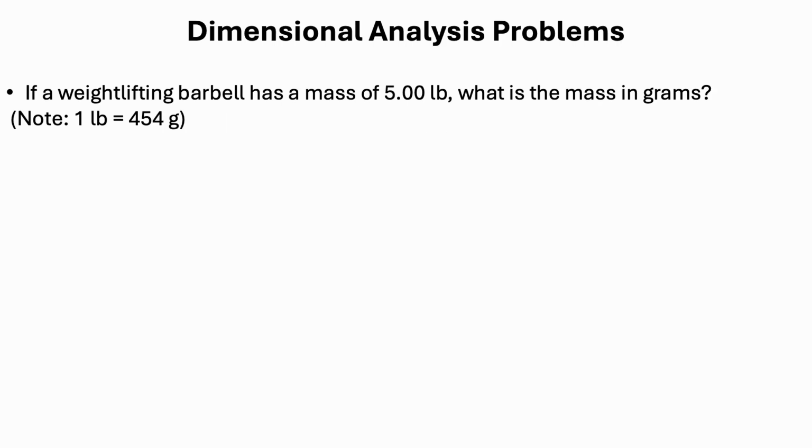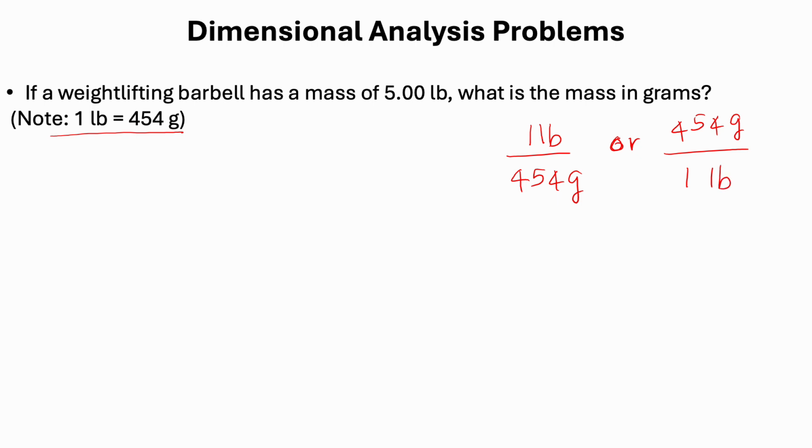Let's look at a problem. If a weightlifting barbell has a mass of 5 pounds, what is the mass in grams? Given mass is in pounds, we are going to convert that into grams. So we need the conversion factor between pounds and grams, which is given here. 1 pound equals 454 grams. So we can write this in two different ways: 1 pound as the numerator and 454 grams as the denominator, or we can write 454 grams as the numerator and 1 pound as the denominator.